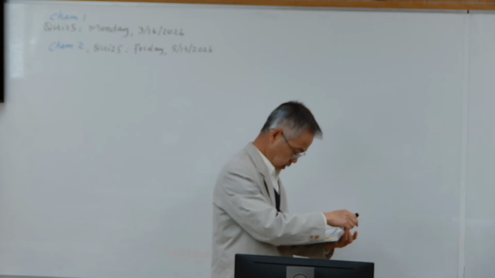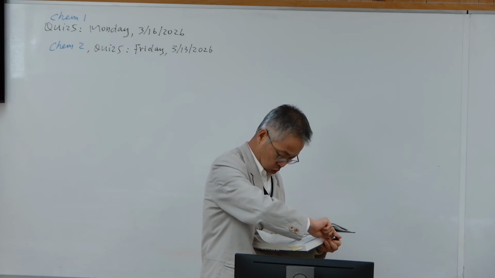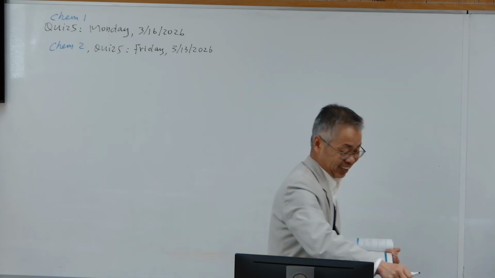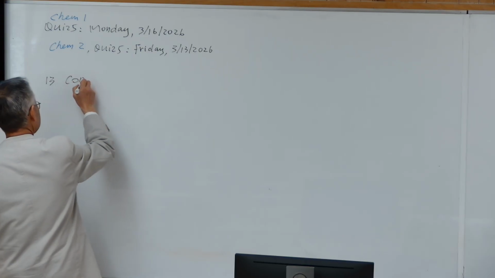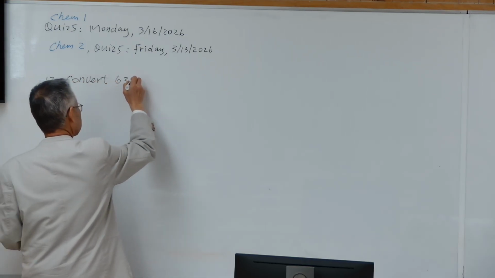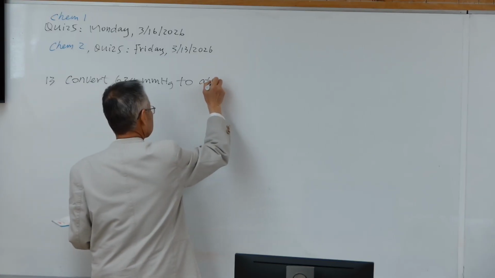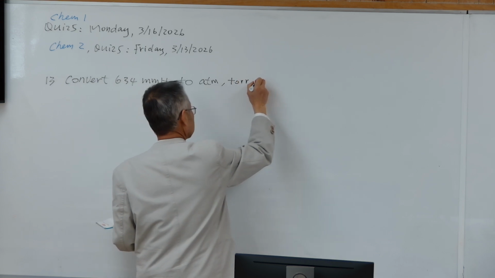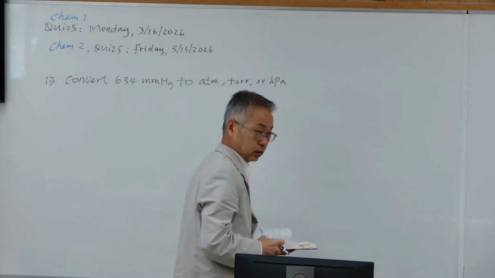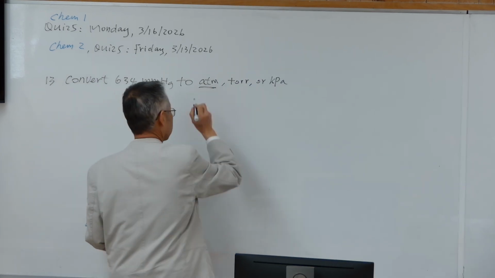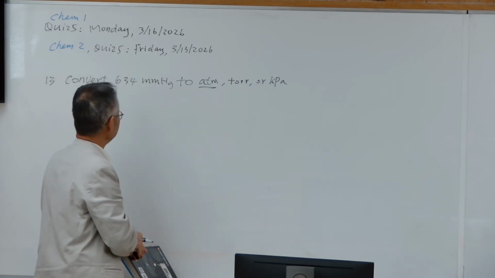Convert 634 millimeter mercury to ATM, torr or kilopascal. I will say this is a very common unit. How to convert a millimeter mercury to ATM?